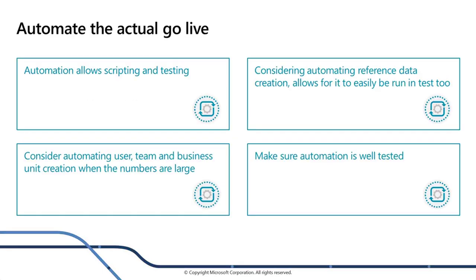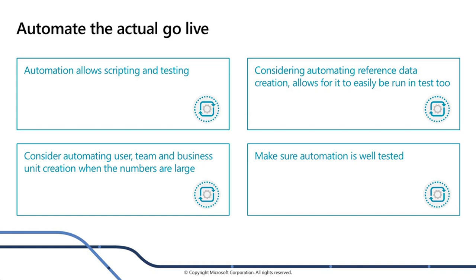Automate the go-live, the actual go-live. So that's a good way just to avoid any problem, any trouble here. So you can use automation to allow scripting and testing. So that's the best way to automate the way tests will be organized.